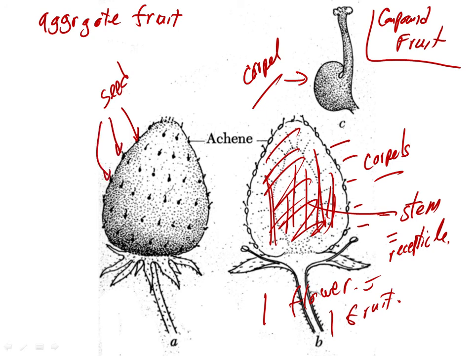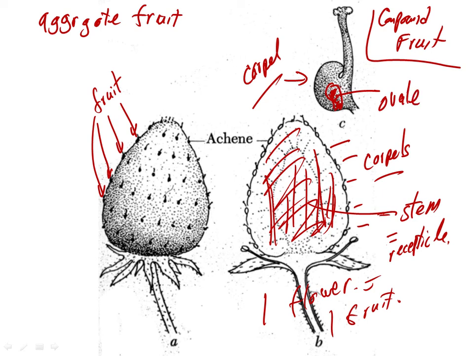Actually, it's not even just a seed. I'm sorry, I just wrote that wrong. Each of those technically is a fruit, right? It's a developed carpel with a seed inside of it, right? The ovule would be inside here. Not sure how to draw the ovule on here. Ovule. So it's kind of a weird situation, right? You got these individual little fruits, except they're all held together in one flower. That's why we call it an aggregate fruit.